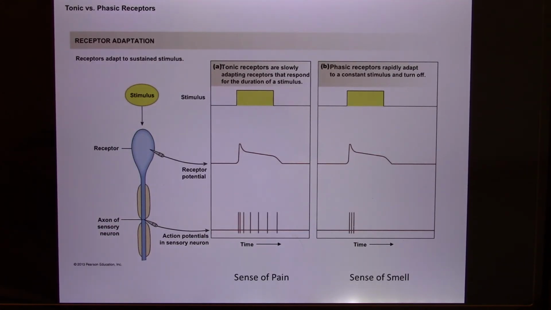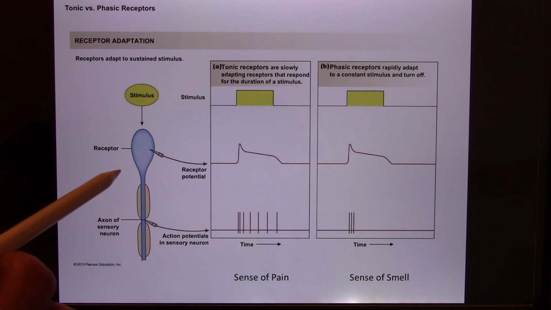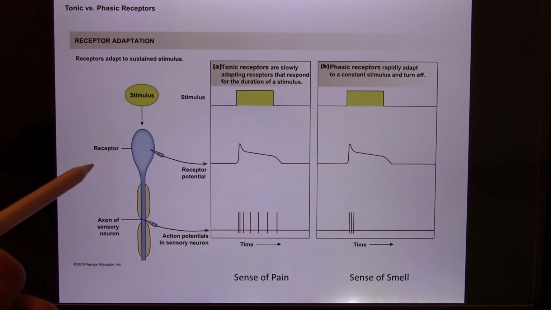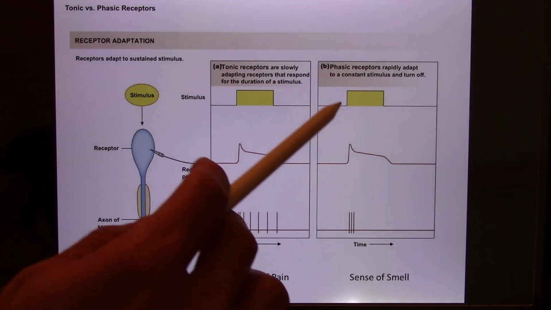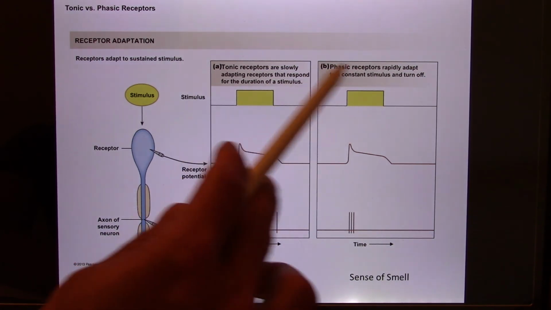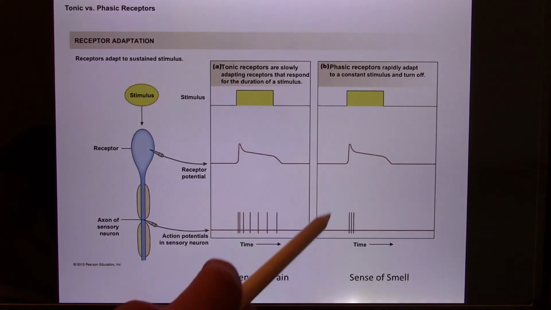Okay, let's talk about one more thing. All the sensory systems adapt. Some adapt quicker, others adapt slower. The pretty obvious one, smell. Like you smell something, it takes about 30 seconds to 1 minute and it's gone. It's not because the stimulus is not there. The stimulus is still there. It's because of the action potential.